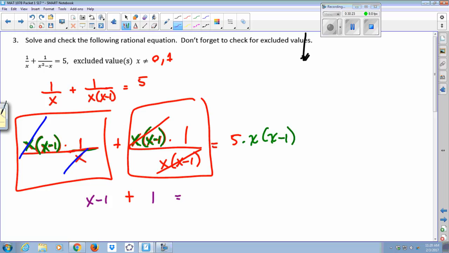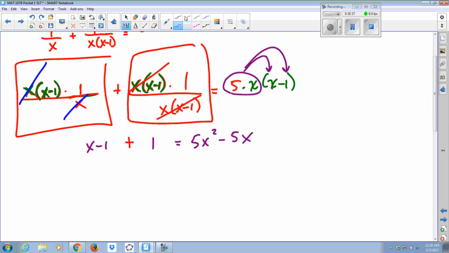And now on the right-hand side, I have 5x on the outside, and I need to use my distributive property to get 5x squared minus 5x. Anybody have any questions on how I got to the purple equation? So what would we do now with the purple equation? Combine like terms. So -1 and 1 leave me with an x, and I have 5x squared minus 5x. What kind of equation is this? Quadratic. Yep.